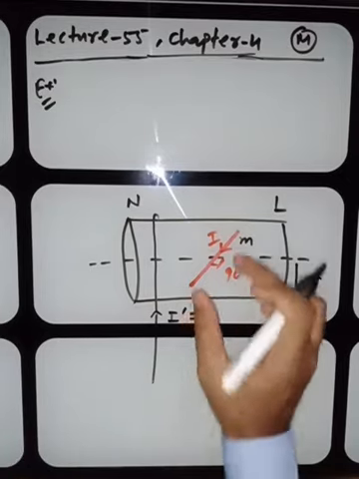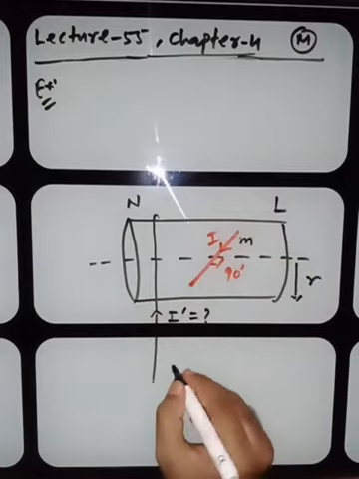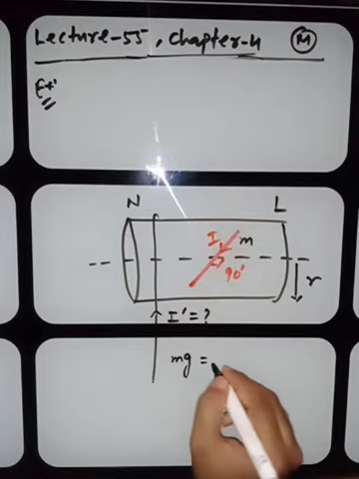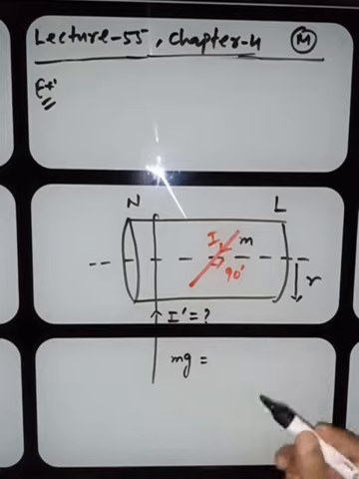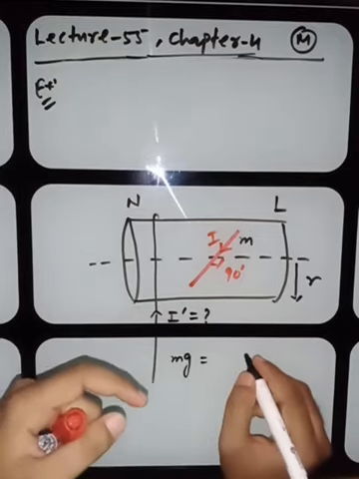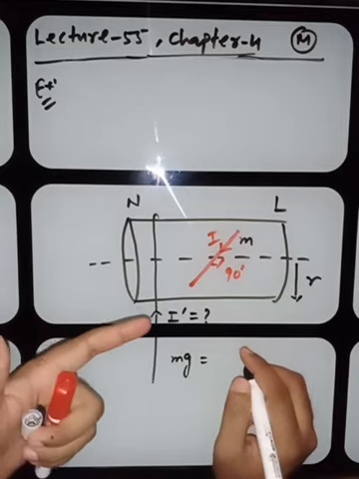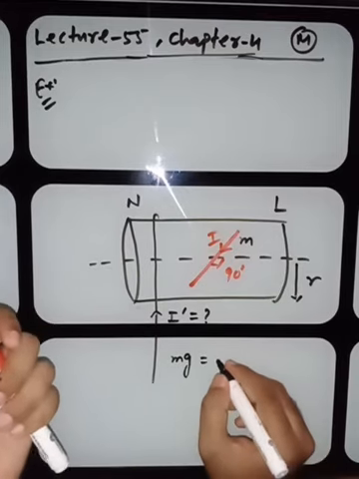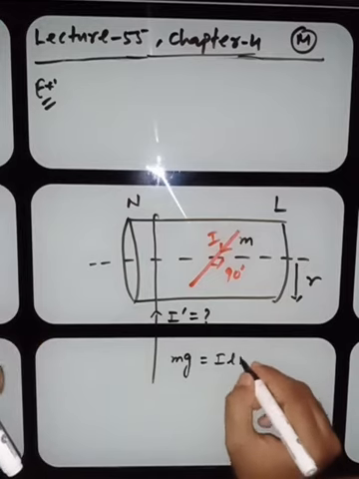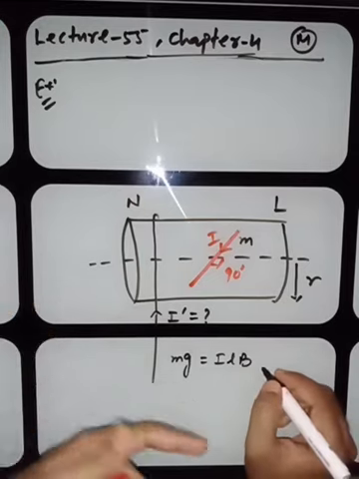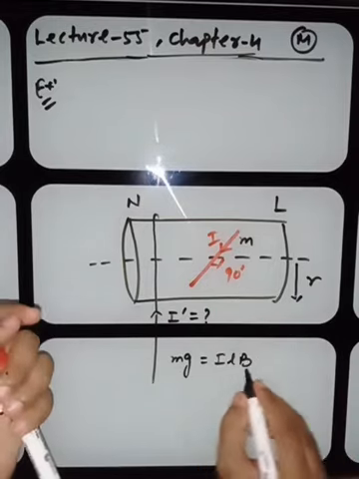If this conductor is not falling down, it means its weight mg is balanced by an opposite force. That opposite force is nothing but the force on a current carrying conductor. If any conductor is placed inside a magnetic field, it experiences a force, which is I L B sine theta. We have studied ILB; the maximum force will be at 90 degrees, so sine 90 will be 1. So ILB.